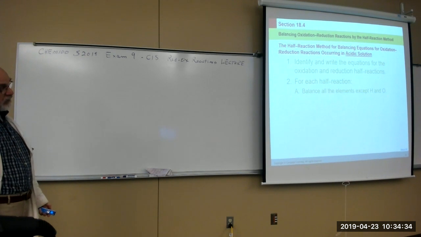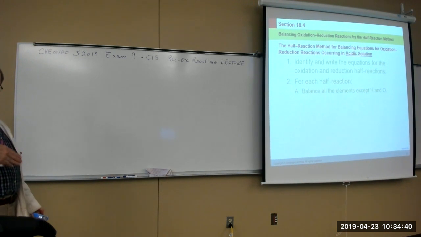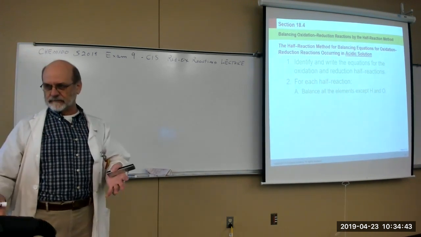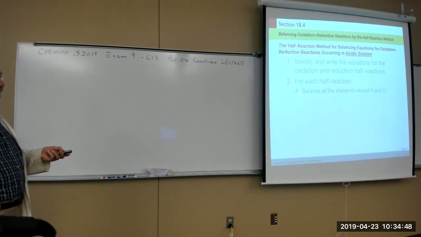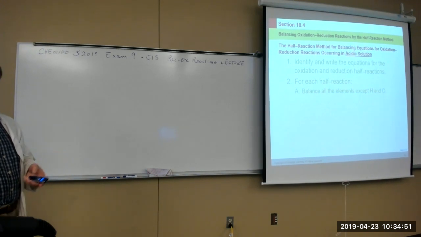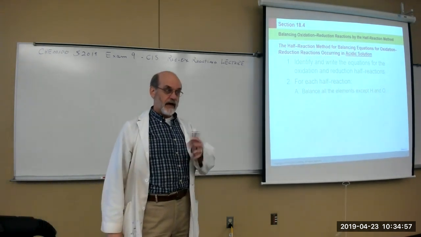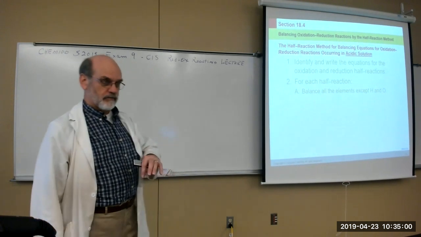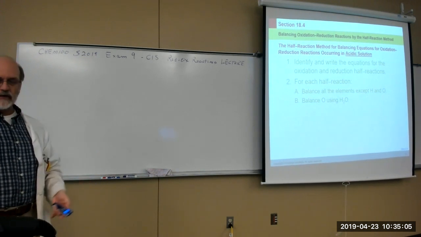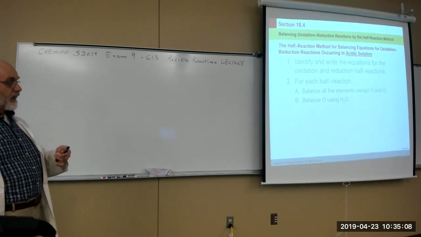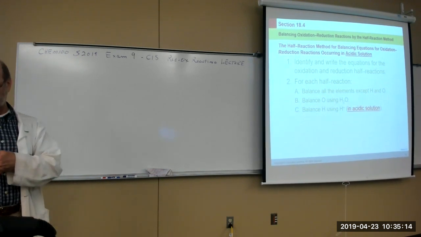You split the equation into two half reactions, one oxidation, one reduction, with just what you have, what you're given. Then you start to balance it. First, you balance all the elements that are not hydrogen and oxygen. The reason for that is we're going to insert protons and water molecules to balance the hydrogens and oxygens. So first, you balance everything but those. Then we go in and balance the oxygens using water. And then we've added hydrogens in the process, so we balance the hydrogens that we added with protons.